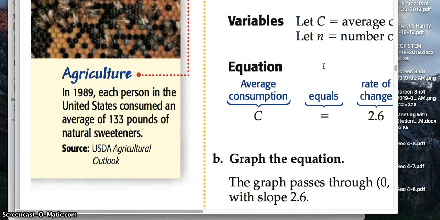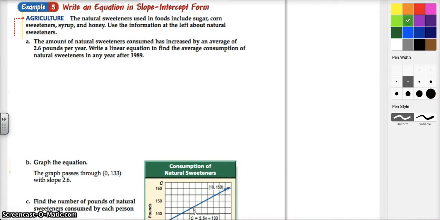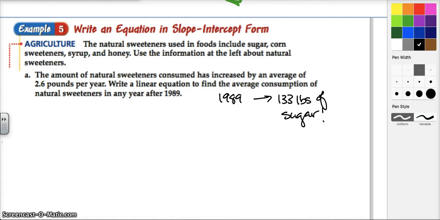The next problem that we're going to work on deals with the fact that in 1989, each person in the United States consumed an average of 133 pounds of natural sweeteners. Natural sweeteners in this case are any sweetener like sugar, honey, maple syrup, that sort of thing. We're going to write an equation in slope-intercept form for this first part.